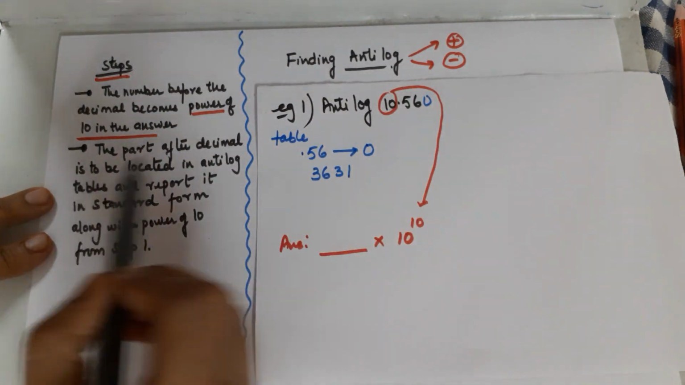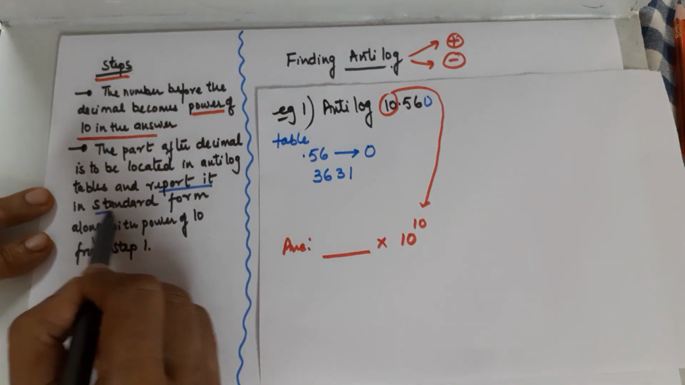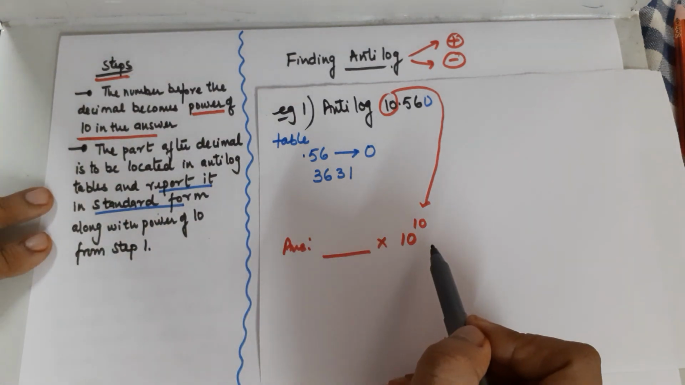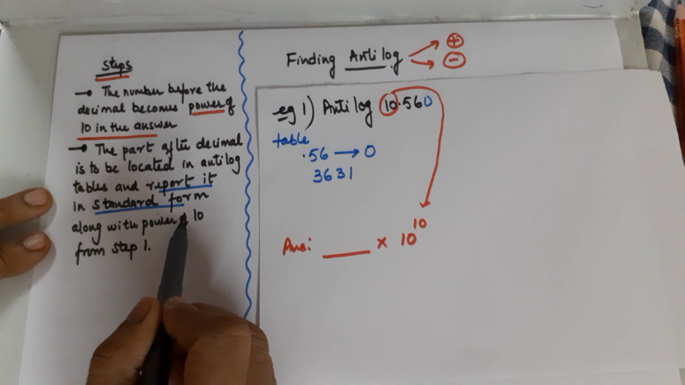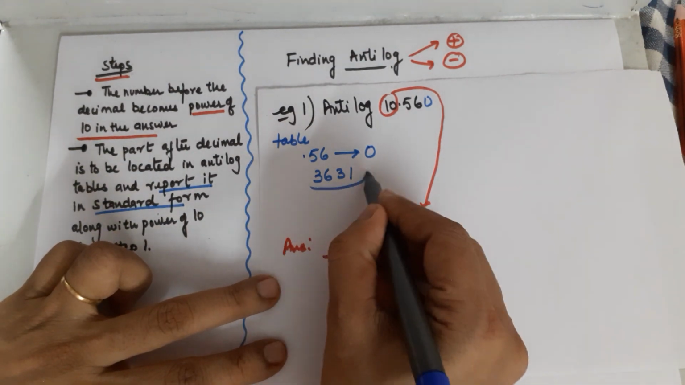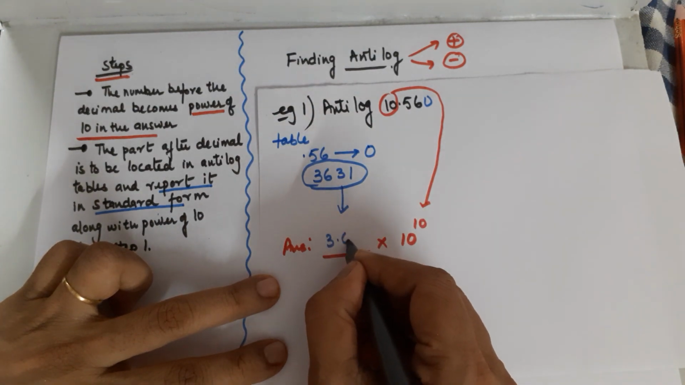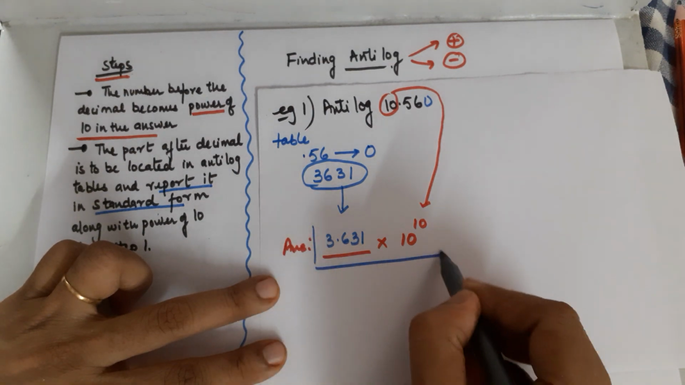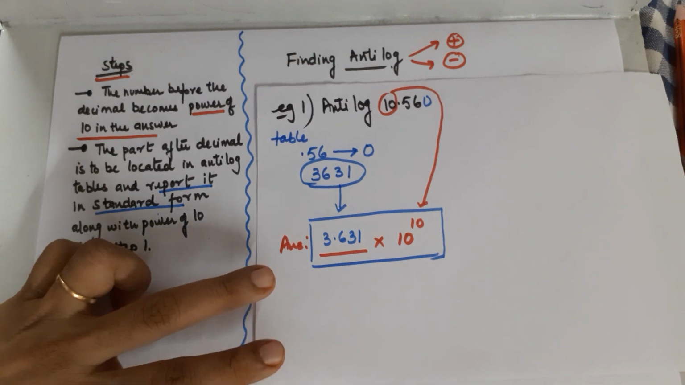The part after the decimal is to be located in the tables, which we have done. Report it in the standard form directly. Please do not do anything to the power of 10. Report it in the standard form along with the power of 10 from step 1 without doing anything to this, which means this number directly comes down as 3.631 is your answer for this particular question. Fine. We'll do the second example now.